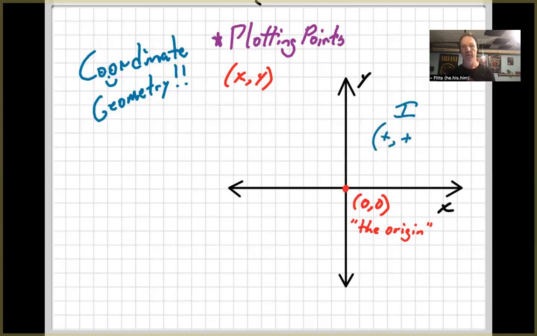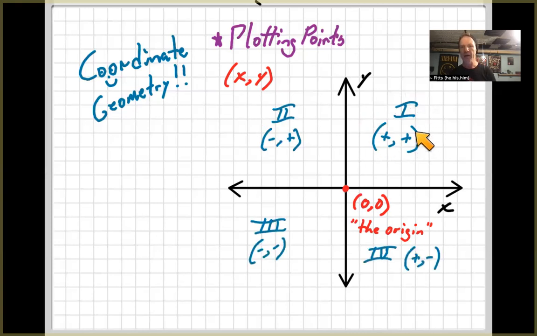Also got to talk about our quadrants. The x's and y's are all positive in this first quadrant here. That's the Roman numeral 1. Here's the Roman numeral 2. This is the second quadrant, and the x's are negative and the y's are positive. Third quadrant, they're all negative. And the fourth quadrant, we have positive and negative. So you definitely want to write this stuff down in your notes. Make sure you remember this stuff.